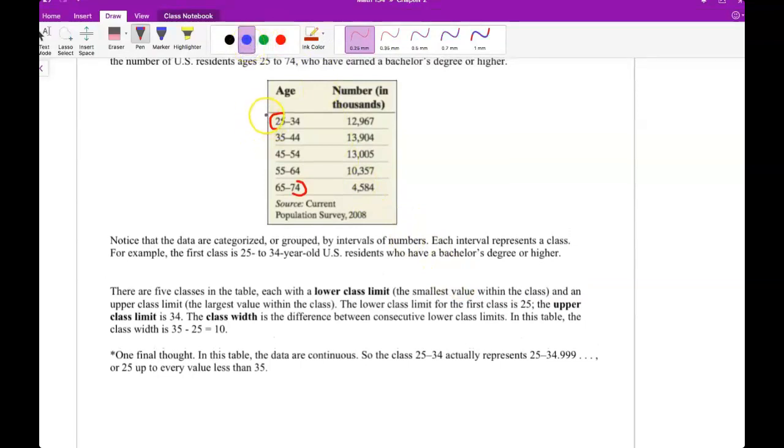Okay, so what we have here, we have two columns, the first column and second column. The first column that we have, these data 25, 35, 45, 55, 65, these are the lower limit. And on the second column, 34, 44, 54, 64, and 74, these are the upper limit.